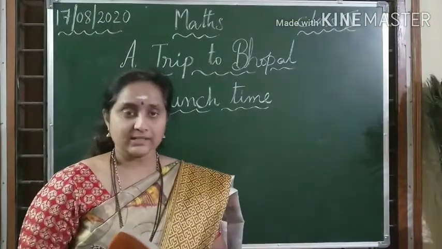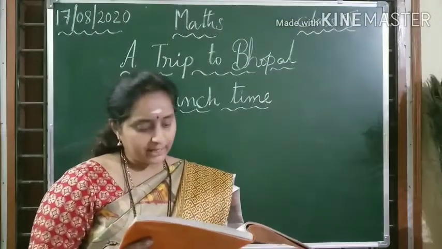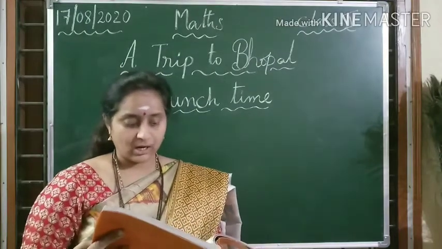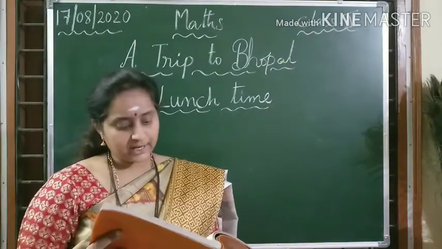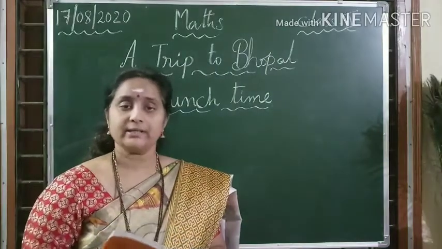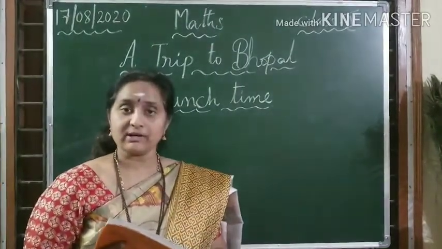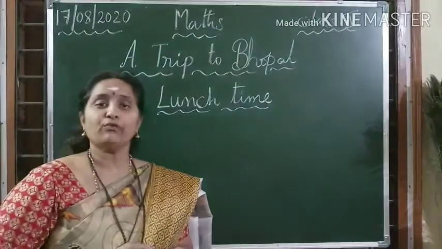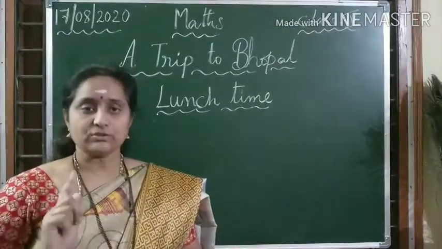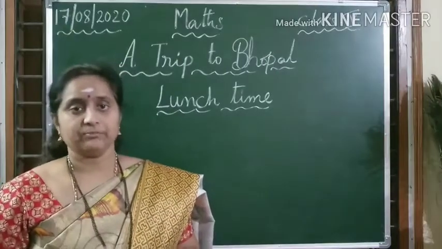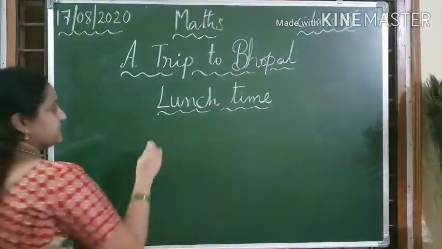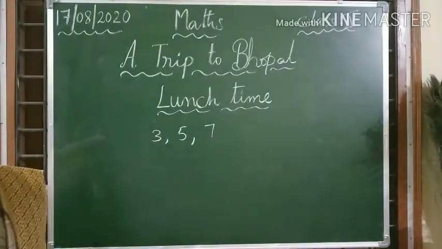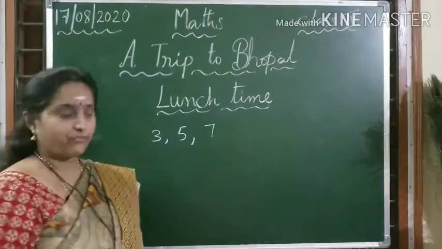Let us see another puzzle. What numbers can you make using 3, 5 and 7? You can make 357 and 537. What are the others? Here children, we need to form 3-digit numbers. We should not repeat the digits here. We are given 3 digits 3, 5 and 7. So let us see how many numbers we can form.